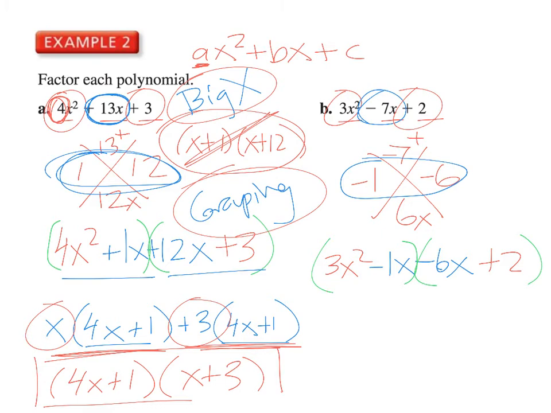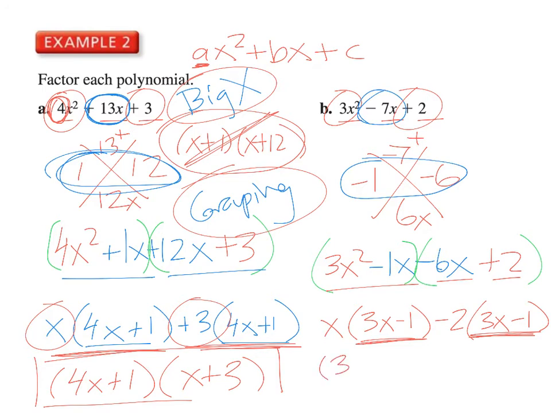Same deal. What can I pull out of the first group? Pull out an x, leaving me with 3x minus 1. What can I pull out of the second group? I'll pull out a negative 2. You could have just pulled out a 2, but then you would not have ended up with a common factor. All right, so that's our reason for pulling out a -2.